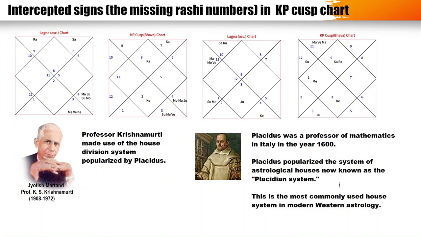Now, in Western astrology, just like in the Parashari, there are several different types of house division systems that are popular. But the Placidus is the most commonly used in Western astrology. And in Krishnamurti Paddhati, Shri KSK has adopted the whole Placidus system according to the Vedic astrology rules.